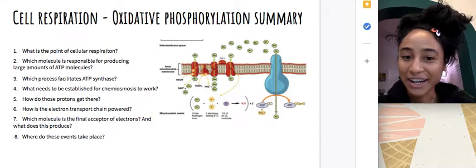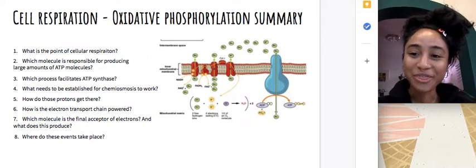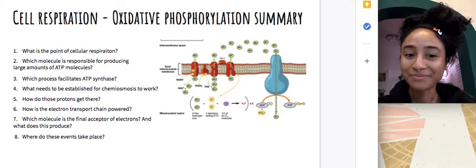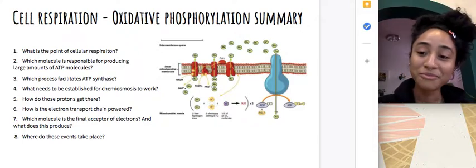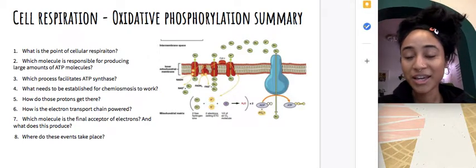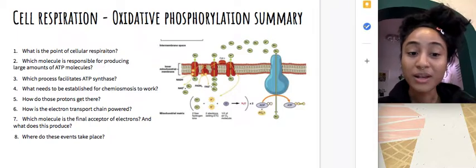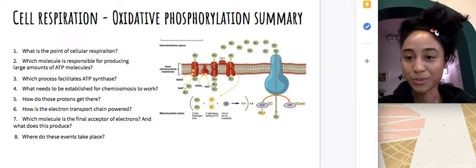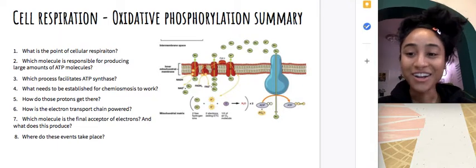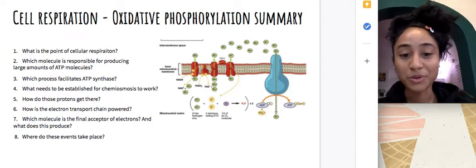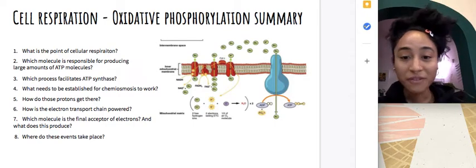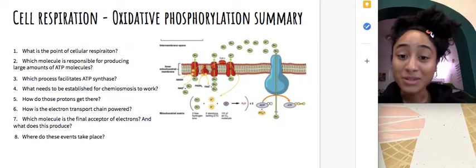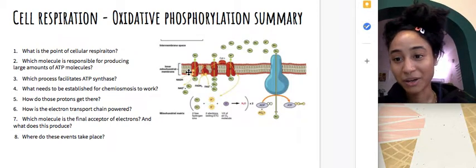How do those protons get there? Hopefully you're thinking they get there by the electron transport chain. The electron transport chain, how is it powered? It's powered by electrons. Those electrons come from our electron carriers NADH and FADH2. Question 7. Which molecule is the final acceptor of electrons, and what does this produce? Oxygen. Oxygen is the final acceptor of electrons, and this produces water. And where does this all take place? This all takes place in the mitochondria, specifically within the inner membrane of the mitochondria.